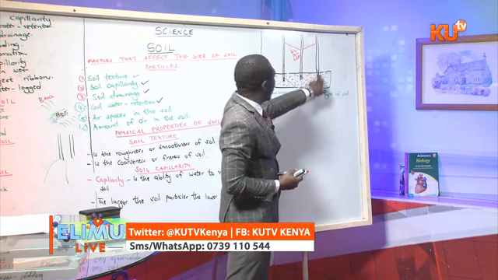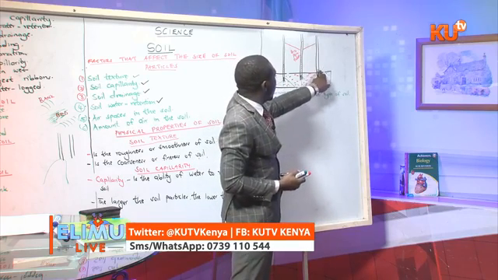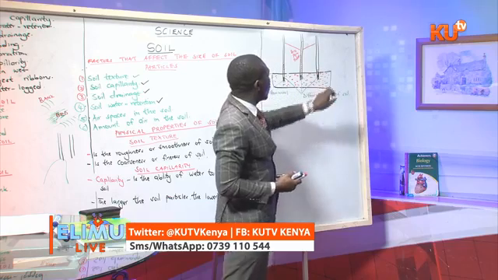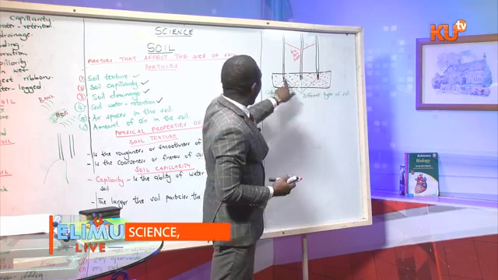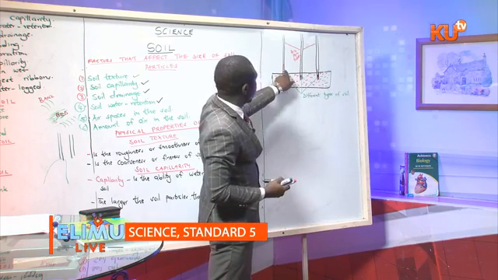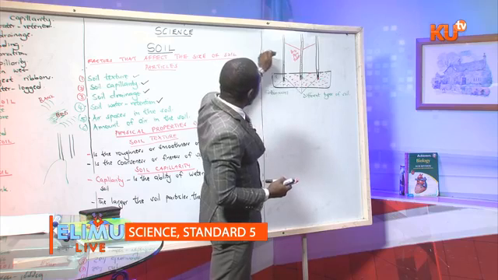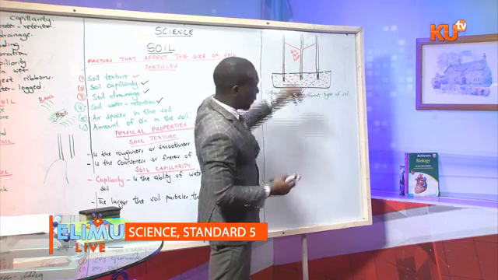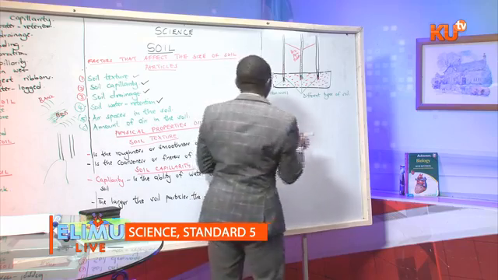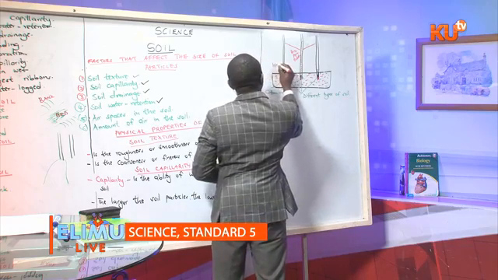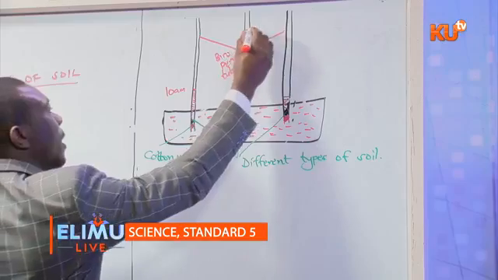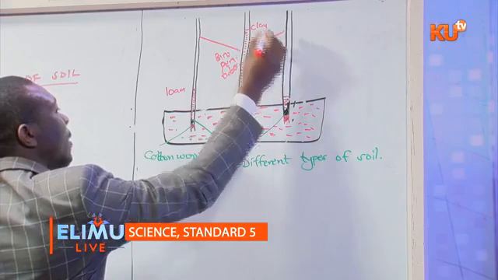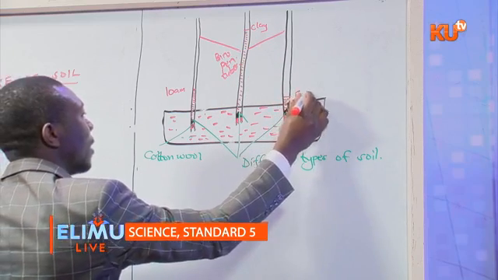The type of soil that will have the level of water that is low, that one will be sandy soil. And the tube that has moderate or average capillarity, we shall refer to as loam soil. So I can now name this one as loam soil, this one as clay soil, and this one as sand soil.